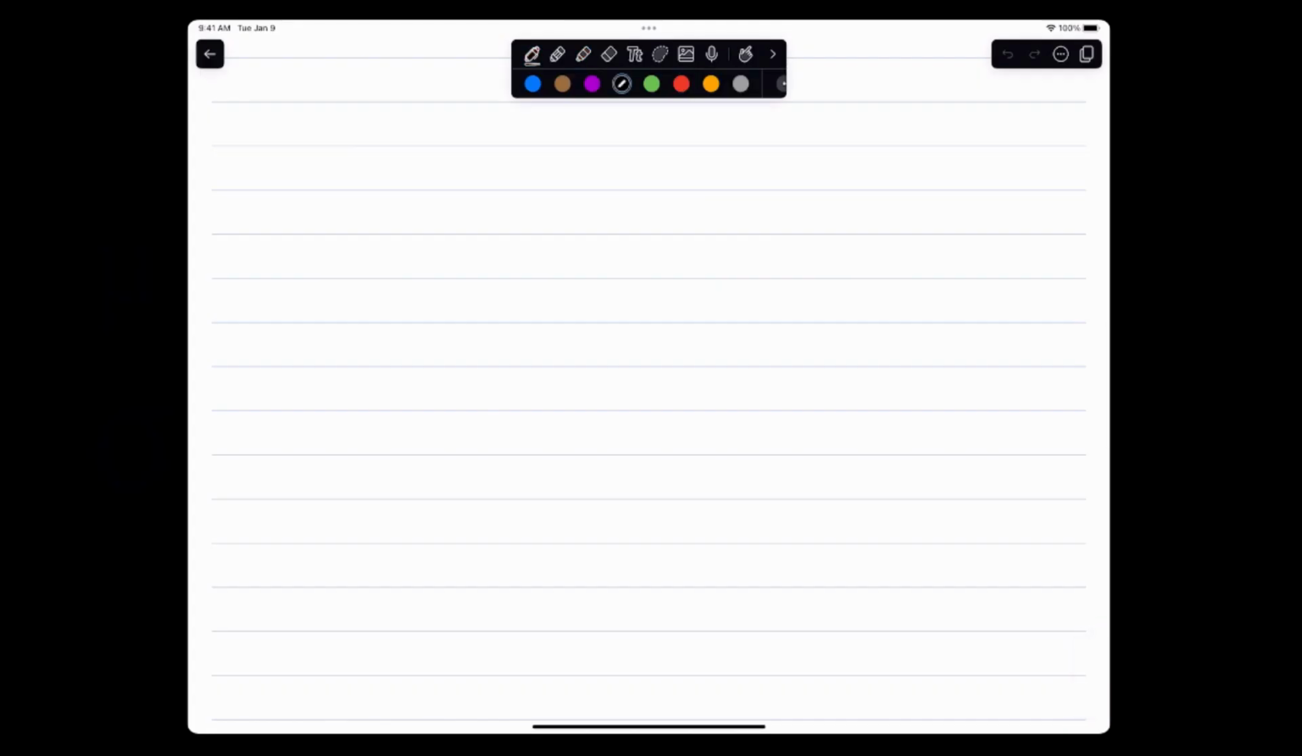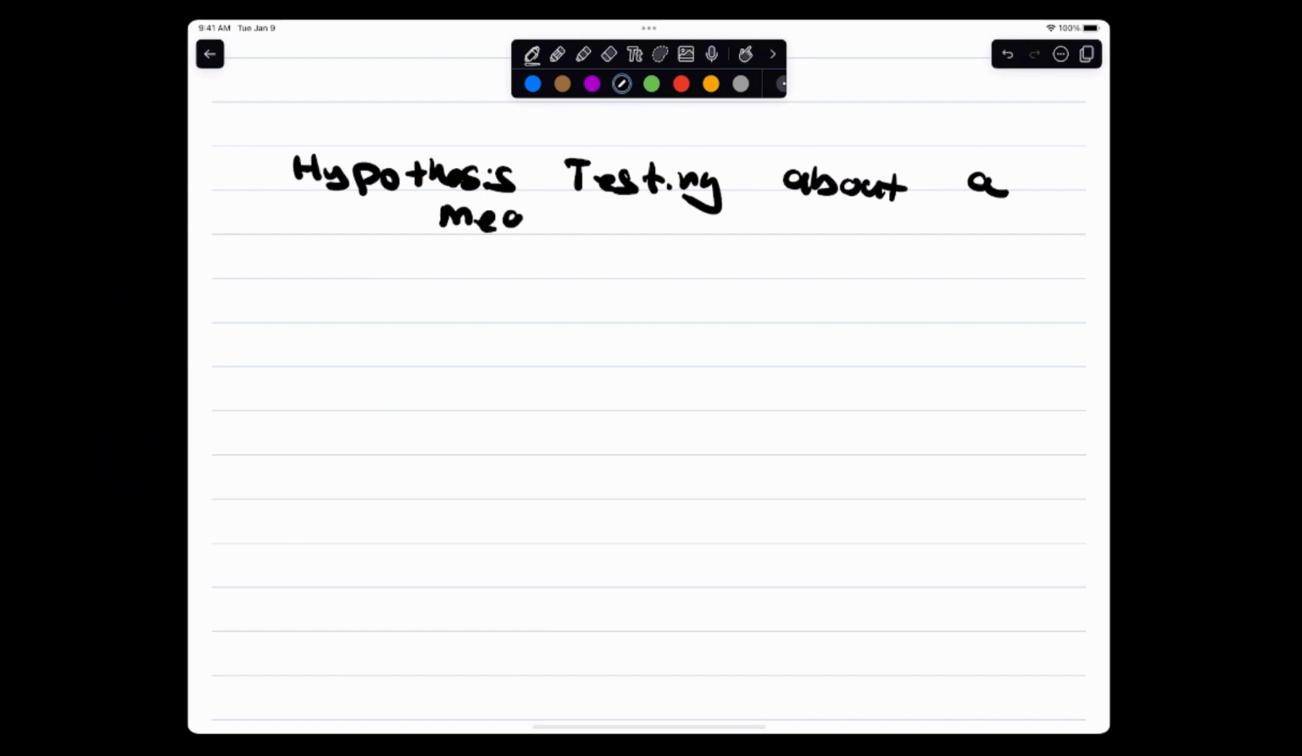To what we call hypothesis testing about a mean. Now, what parameter represents that mean? Do you guys know? It's mu. Do you guys remember that? Mu?